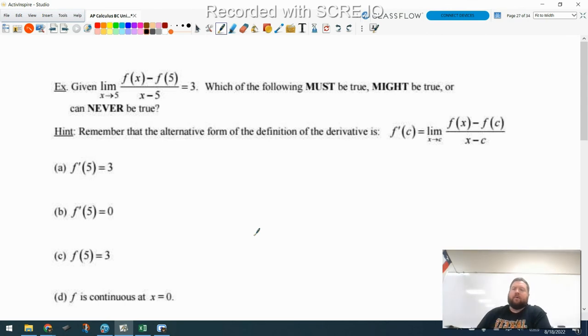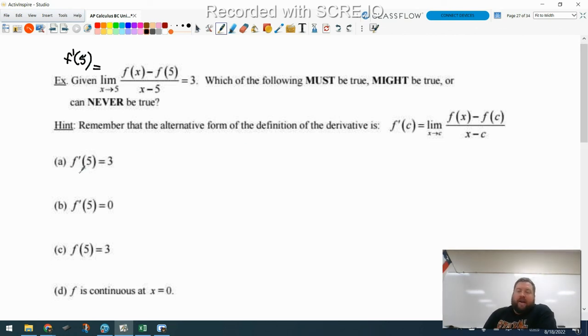All right, last problem. We're going to do a little bit of must, might, and never. So they have told us the limit as x approaches 5 of f of x minus f of 5 over x minus 5 is equal to 3. And we're going to determine if these must be true, might be true, or can never be true. They're reminding you here that this is the alternative form of the definition of derivative. f prime of c is equal to that limit. So this limit equals f prime of 5.